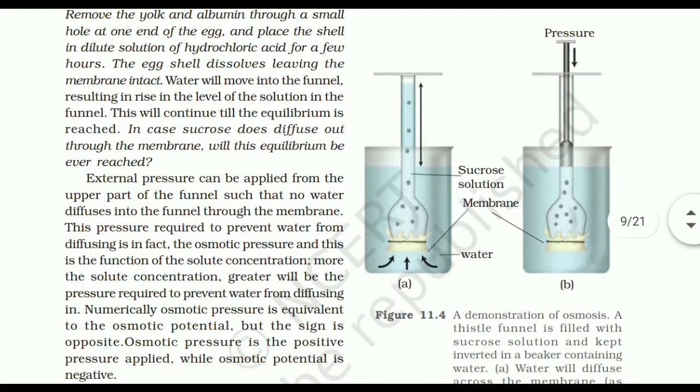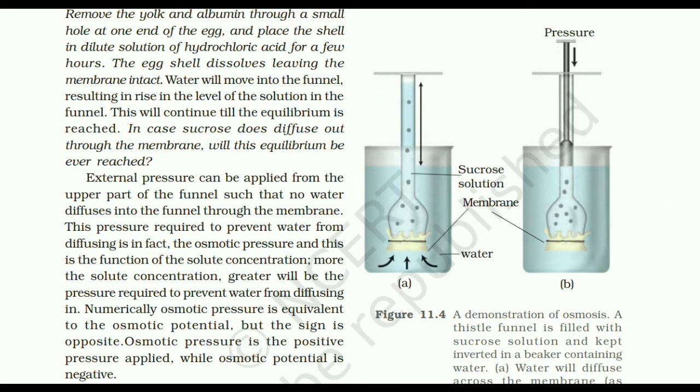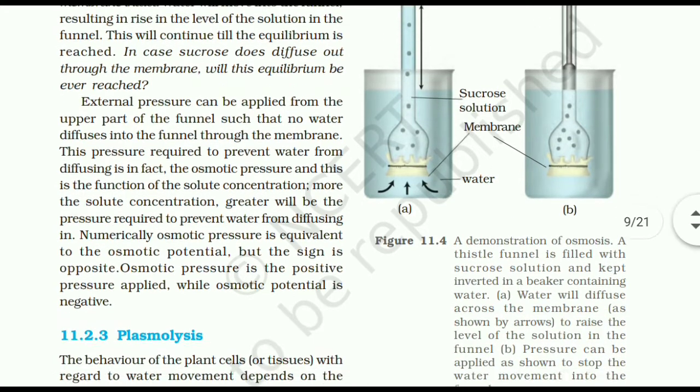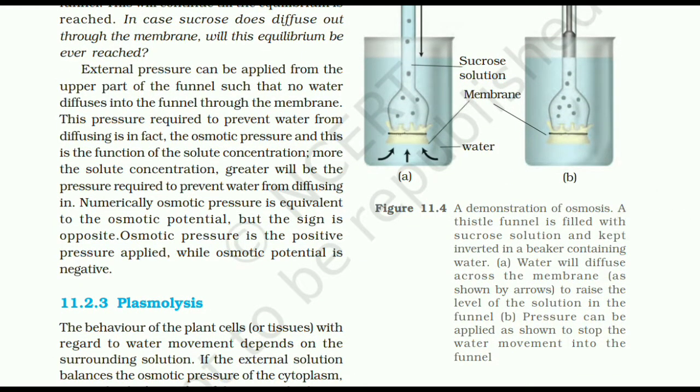Water will move into the funnel, resulting in a rise in the level of solution in the funnel. This will continue till the equilibrium is reached. In case sucrose does diffuse out through the membrane, will this equilibrium ever be reached? External pressure can be applied from the upper part of the funnel such that no water diffuses into the funnel through the membrane. This pressure required to prevent water from diffusing is in fact the osmotic pressure, and this is a function of the solute concentration.